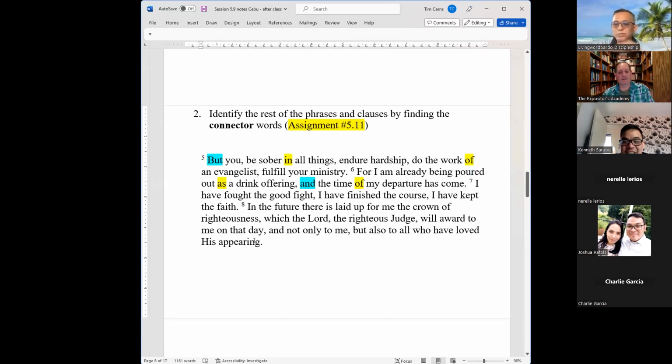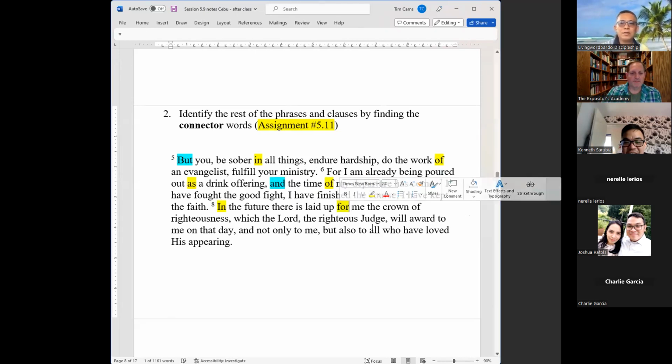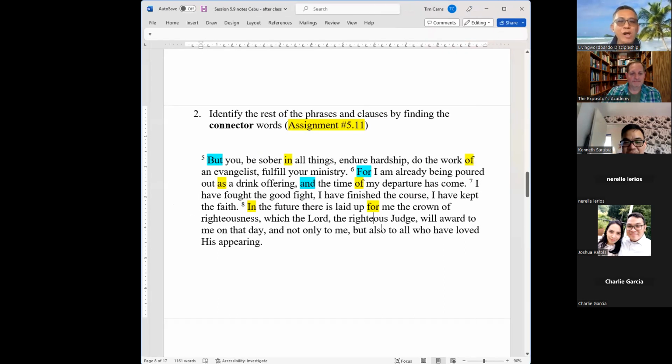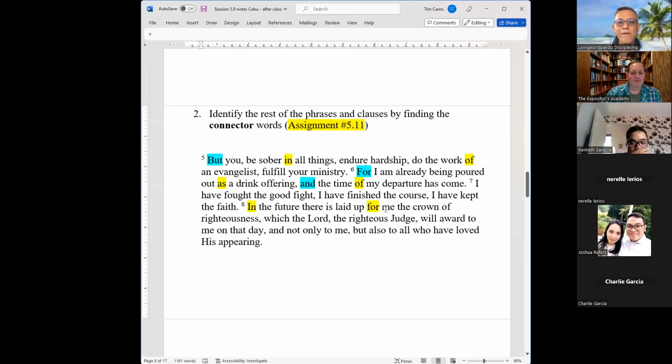Okay, verse 8 then, Narelle. Are there any connector words in verse 8? In. All right. Yes, preposition. For. Laid up for me. Now, in this case, is it a preposition or a conjunction? Preposition. Yeah, notice what follows it. For me. Okay, so very good. Any other connector words? Of. Yes, of, another preposition.